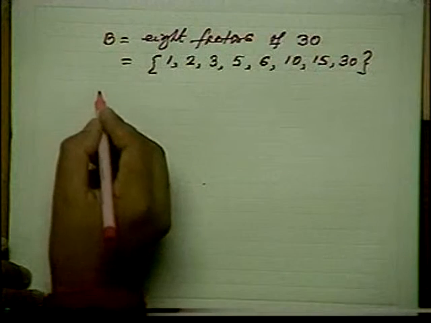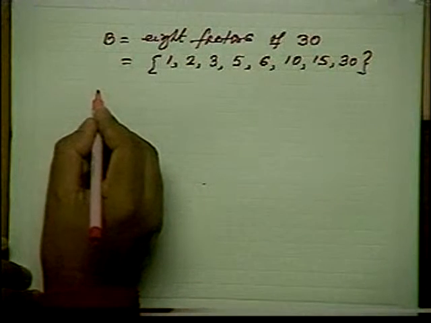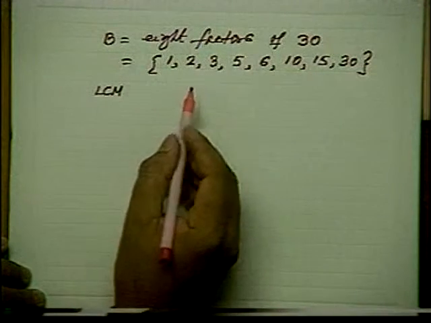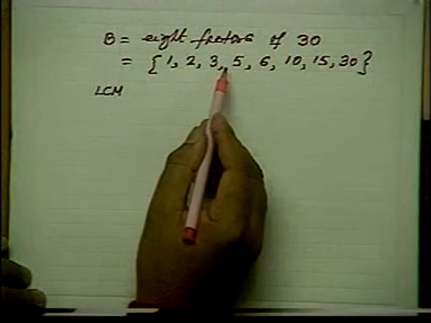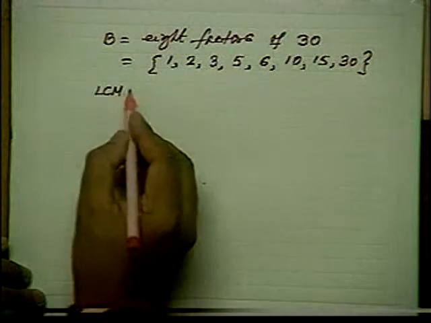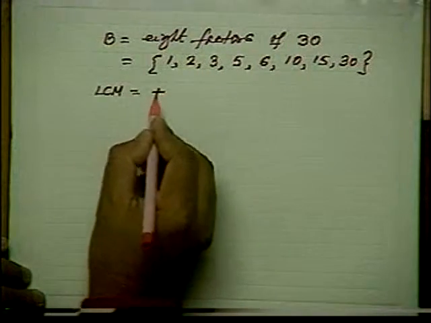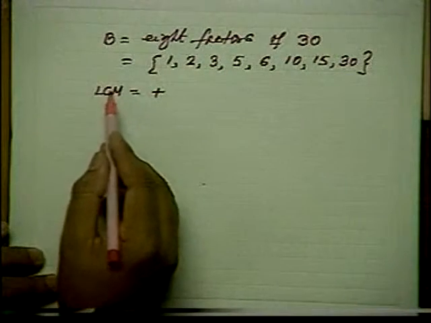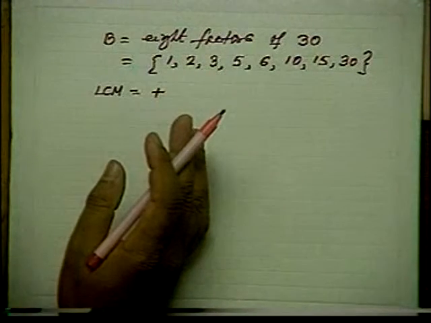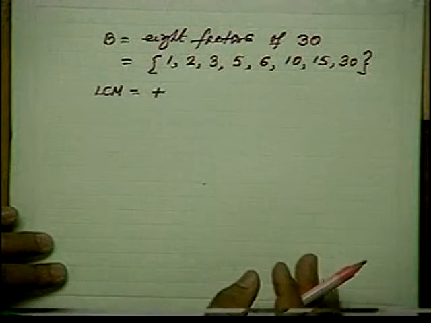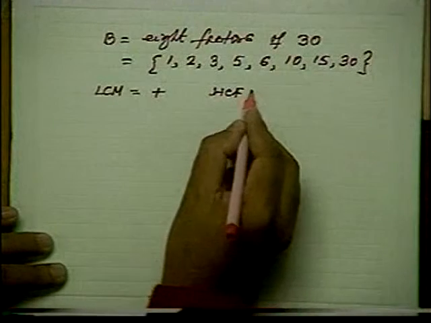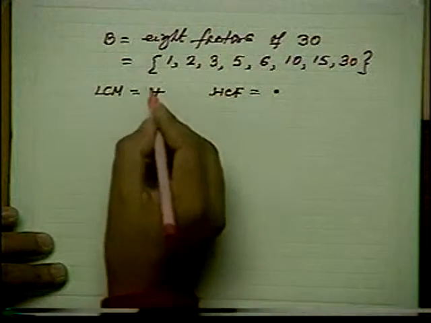Now the LCM of any of these elements is essentially my plus operation. That means if I take 2 elements of it and take the LCM of it, that's my plus operation. And HCF is essentially the dot operation.